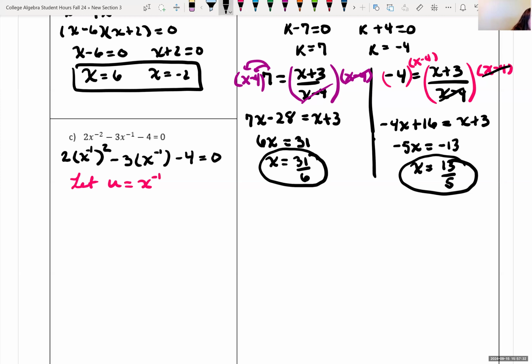Doing so, we now have a quadratic. 2 times u squared minus 3 times u minus 4 is equal to 0. Unfortunately, that number in front of my square term is not a 1. And so let's go over here on the side to do some work. I'm going to do the AC method. So I'm multiplying a, which is 2, times c, which is -4, is -8. We're trying to find two numbers that multiply to -8, but would add to -3.